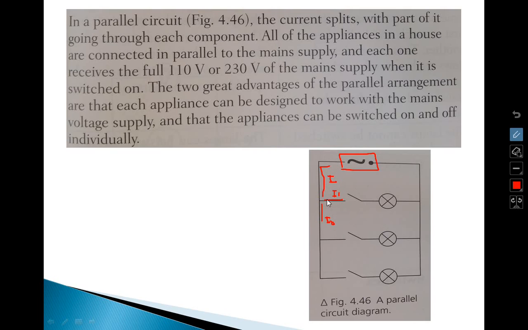Divided. When I reaches this point here, it will divide between the two branches, I1 and I2. I1 plus I2 will give what? The total I. Again, when I2 reaches up to this point, it will again divide, for example into I3 and I4. So I4 plus I3 will give what? I2. I2 plus I1 will give I. And then this I will continue to move through this part.